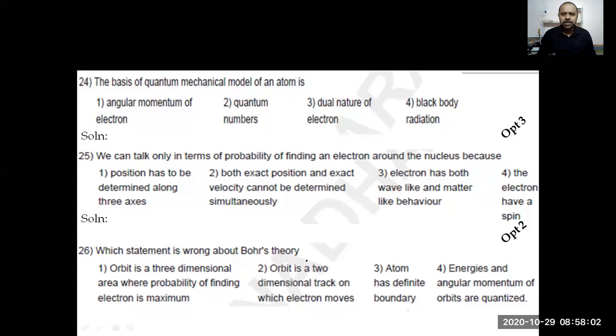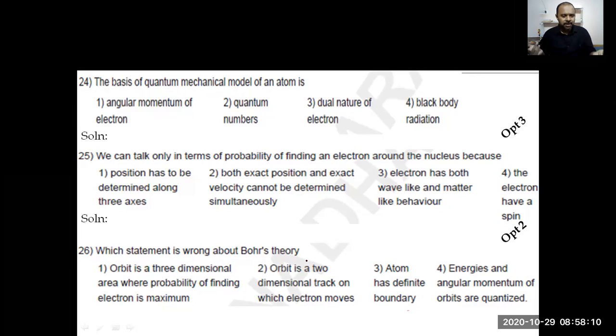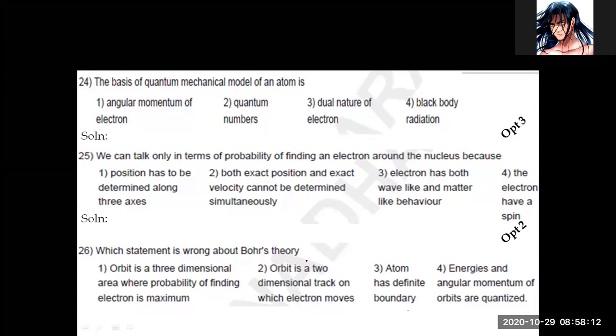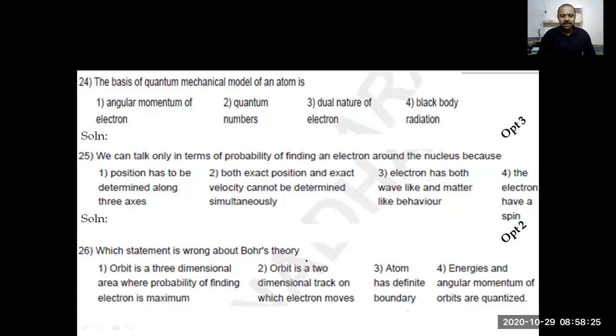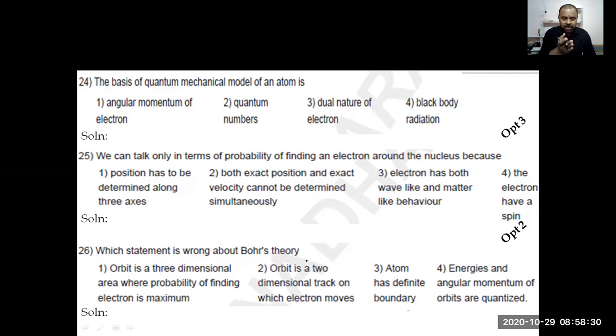Okay. And Bohr simply said that the electron revolves around the nucleus in circular paths, energy levels, orbits, something like that. It's two-dimensional. Sir, he did not mention anything three-dimensional. So orbit is a three-dimensional area? Never. It was two-dimensional according to Bohr theory. So what is wrong about Bohr theory is that he didn't mention orbital. He just said two-dimensional. So option one itself is wrong, because orbit is not three-dimensional. So option one.